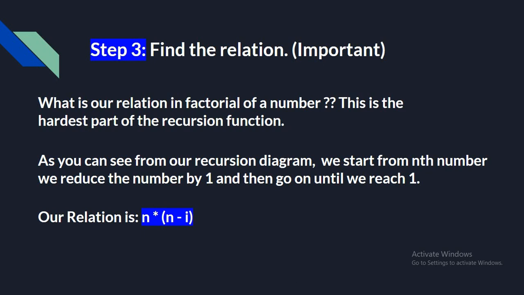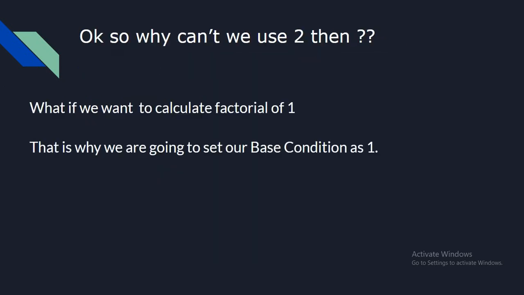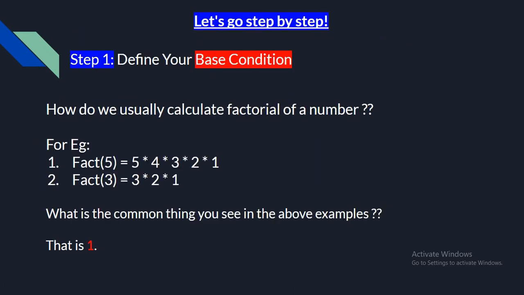So our relation in this state is n into n minus 1. Defining a relation is very important when it comes to recursion. So there are three steps. First, you need to define your base condition.